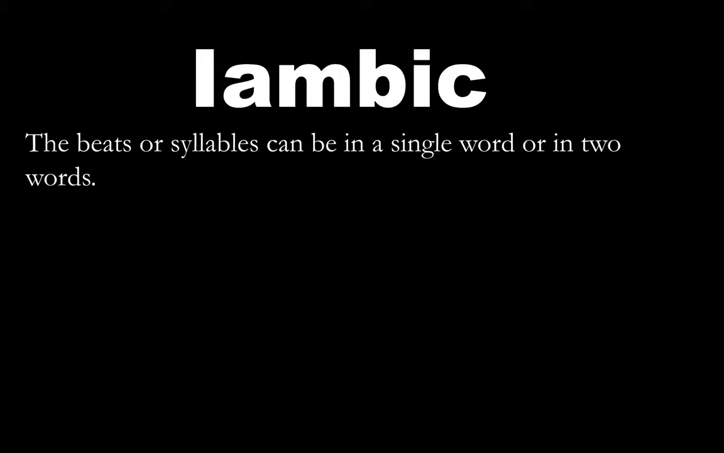Now, the beats or syllables of the iambic rhythm can be in a single word or in two words. Before we get into this, we need to understand that for any two-syllable word, particularly in the English language, but probably in any language, the syllables each have a different accent to them. Sometimes we don't recognize that, but when we start thinking about it, we can hear those rhythms. So here are some examples of words that have an iambic rhythm just naturally.